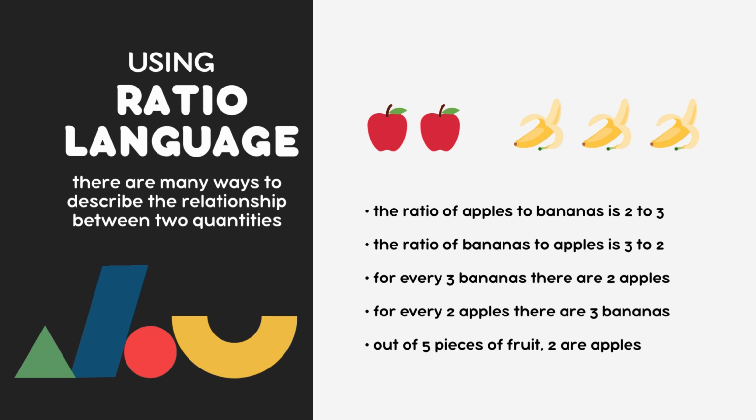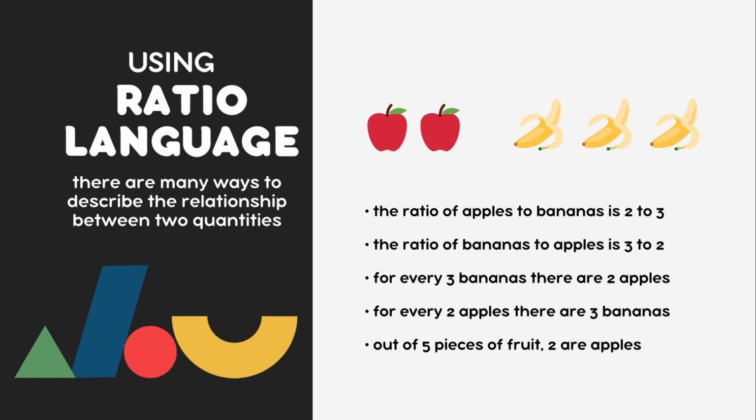Okay, now we will see that if we say bananas to apples, the ratio will be 3 to 2. Be very careful here. For every 3 bananas there are 2 apples. This also means the same. Also we can say for every 2 apples there are 3 bananas. This also means the same.